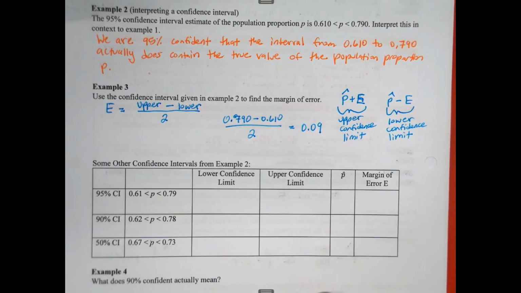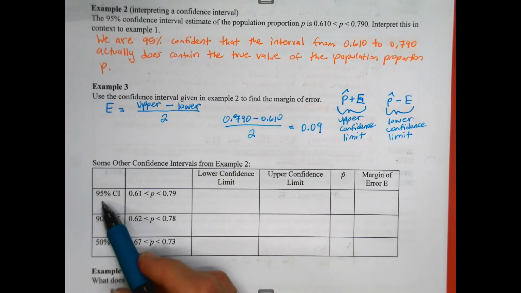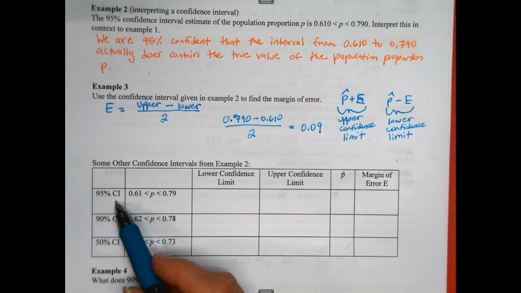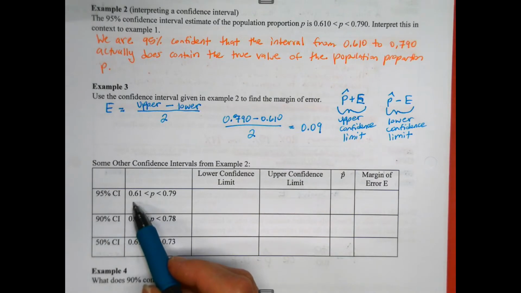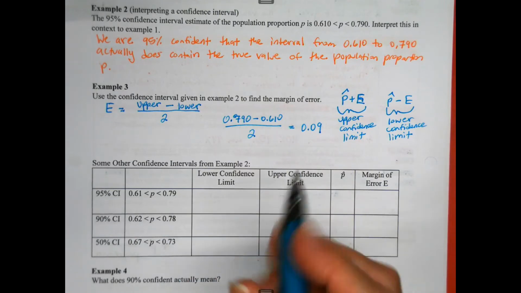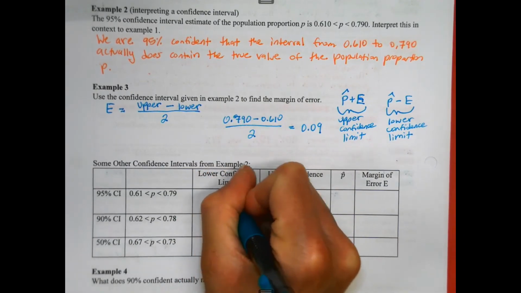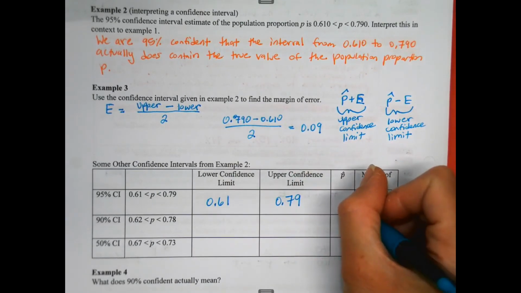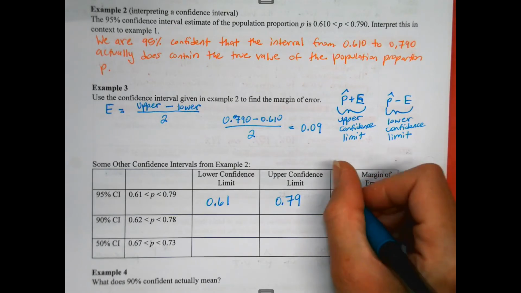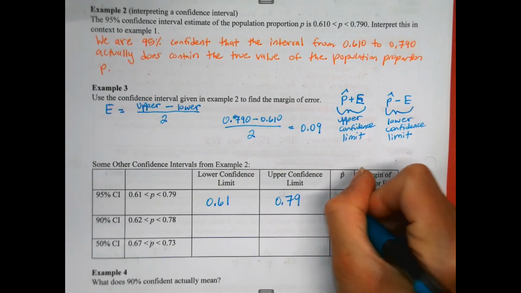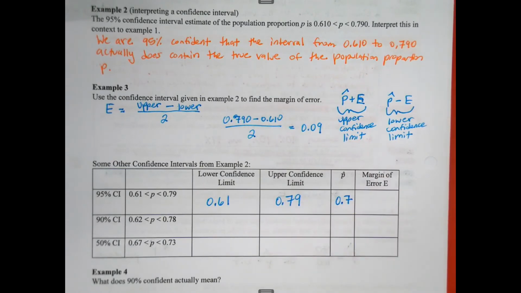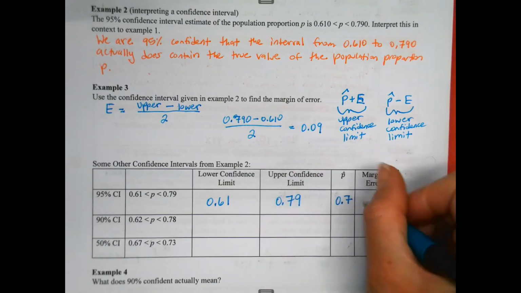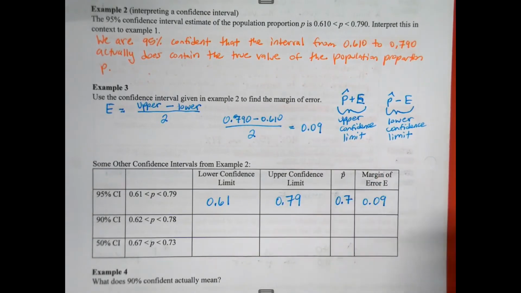Some other confidence intervals from example number 2. If we're 95% confident, our confidence interval is from 0.61 to 0.79. Our lower confidence limit is 0.61. Our upper confidence limit is 0.79. Our P hat, which is going to be directly in the middle, we had found to be 0.7 in the very first part of example 1. And our margin of error we found up here to be 0.09.